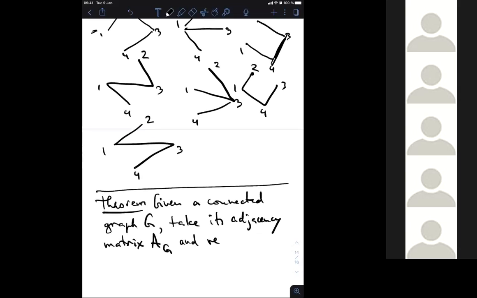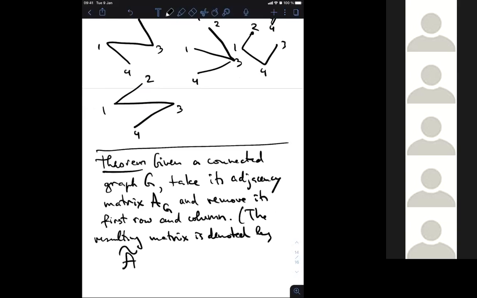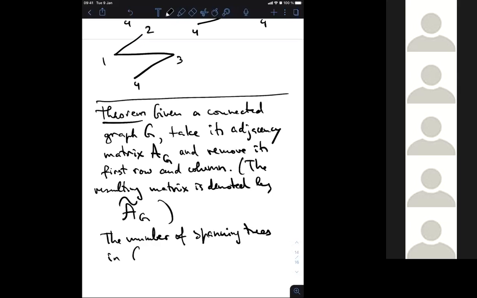And say remove its first row and column. It actually doesn't play a role which one, but we have to remove the same row and the same column. So now the resulting matrix is denoted, say, by A tilde G. It's a matrix of size n minus 1, where n is the number of vertices. Now, the theorem: the number of spanning trees in G equals the determinant of this matrix. Very interesting result.